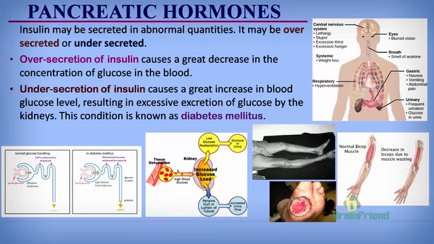Insulin secretion may be abnormal. Sometimes it is secreted in excess, we call that over-secretion, and at other times it can be under-secreted. When insulin is over-secreted, it will cause a great decrease in the concentration of glucose in the blood. And this is not so good for the body. It will lead to a situation known as hypoglycemia.